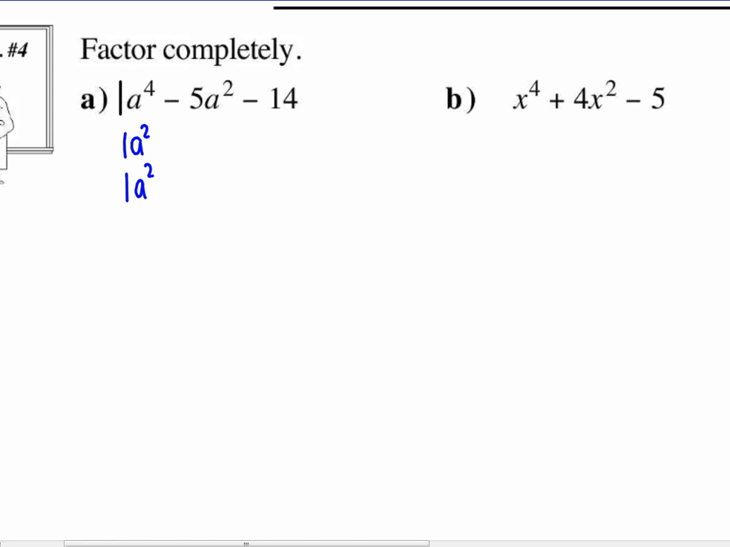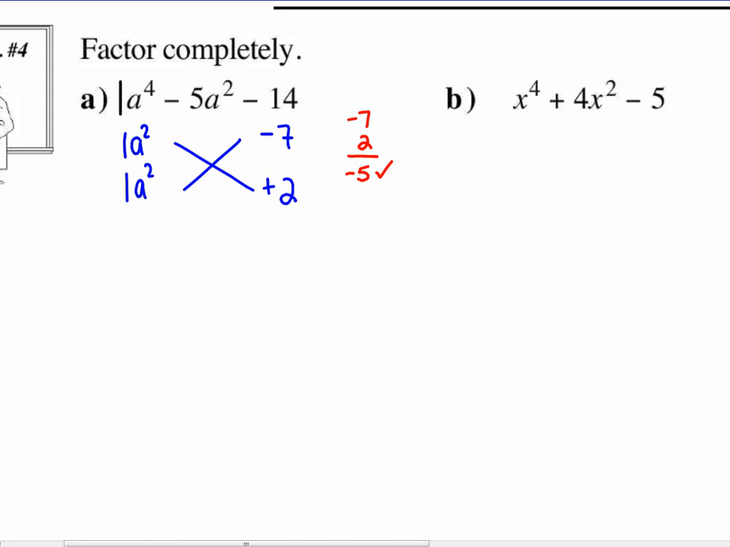Okay? To multiply to 14, what do you want to try? Negative 7 and a positive 2. And that's perfect, because we want to make a negative 5. Right? 1 times 2 plus negative 7, does that make negative 5? Well, yeah, negative 7 and positive 2 make negative 5, okay? But really, when you FOIL this out, it'd actually be negative 7a squared and 2a squared. And that combines to be negative 5a squared. That's where that a squared middle term comes from.